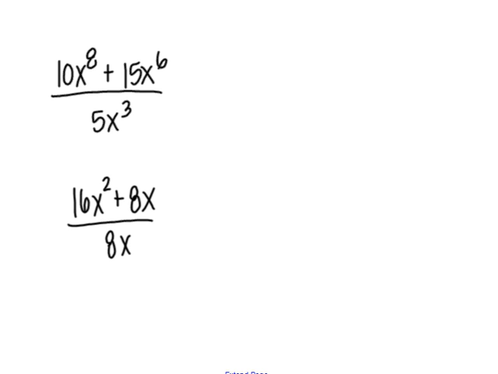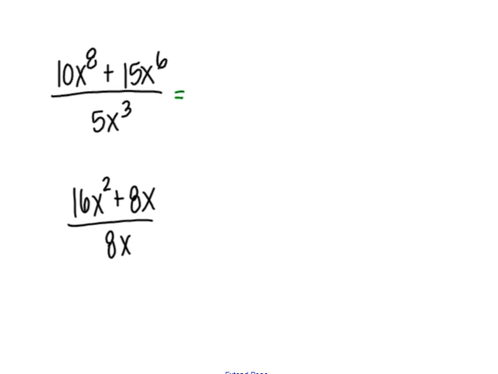Our last problems from section 5.5 deal with dividing by a monomial. So you have binomials or trinomials in the top. And so what you're going to do with these is break all of them into pieces. And it ends up being really easy. So your first problem is 10x to the 8th plus 15x to the 6th, all divided by 5x cubed.